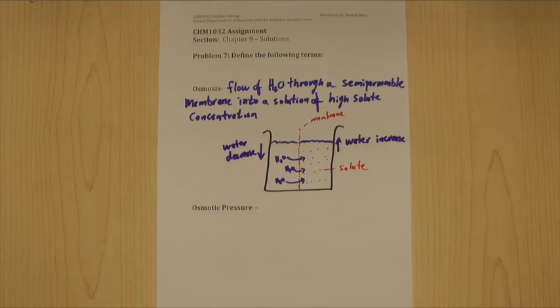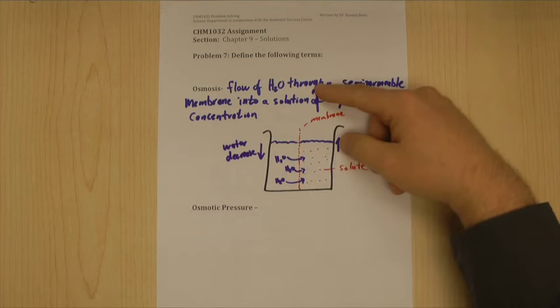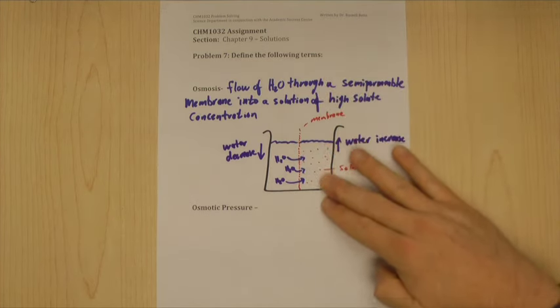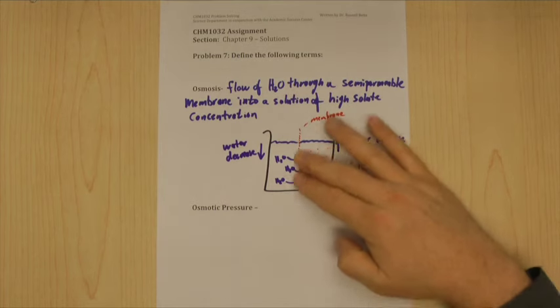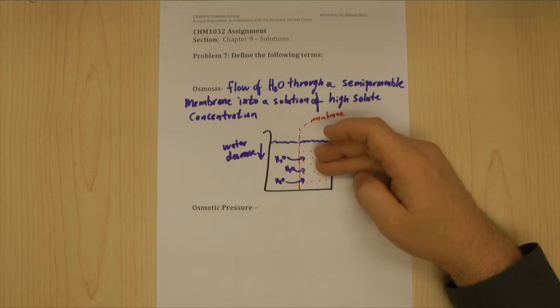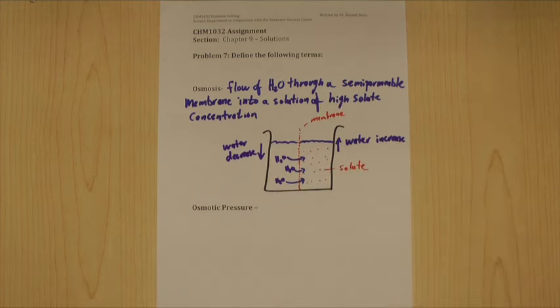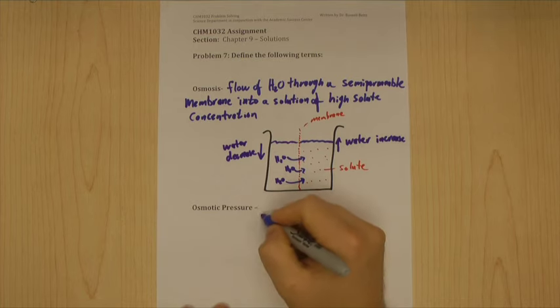Now, that has a limit. It can't go on forever. Why? Because as this water level increases, the pressure exerted down onto the water, onto the membrane, increases. Now the pressure of this water pushing down on the membrane prevents new water from entering. That's osmotic pressure. Okay? Pressure that prevents the flow of water into the more concentrated solution.